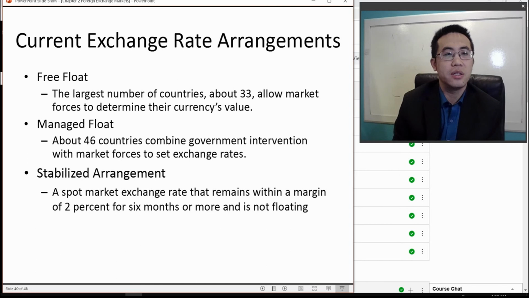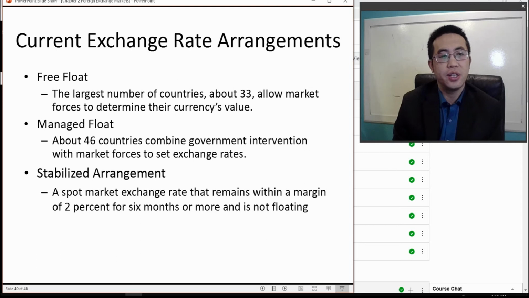The second degree is the managed floating regime arrangement, and there are some countries adopting that. There could be some government intervention if the exchange rate goes too wild and too risky, and also has a certain possibility of a financial crisis. Under that circumstance, the government would jump in and control a little bit.